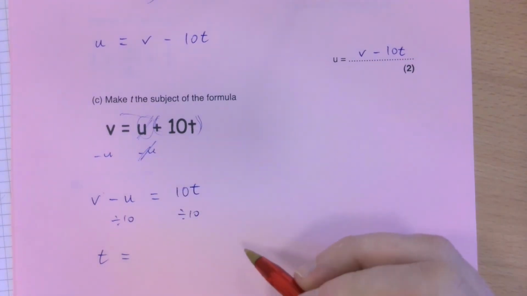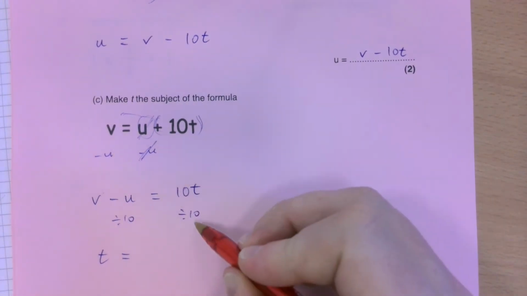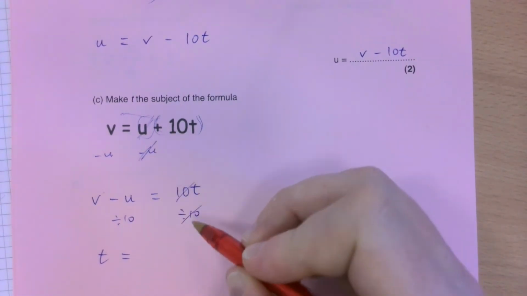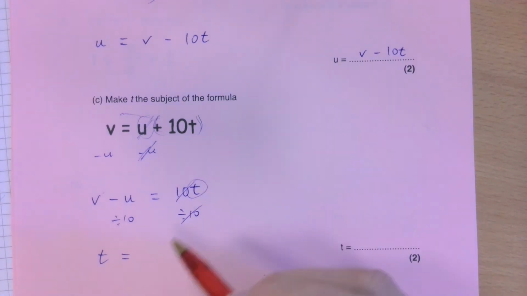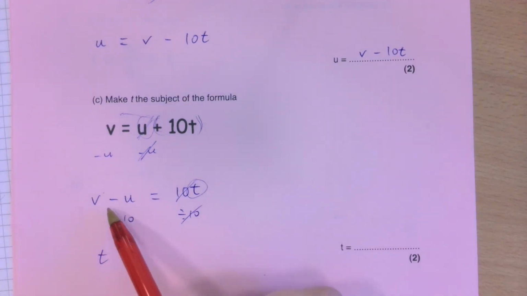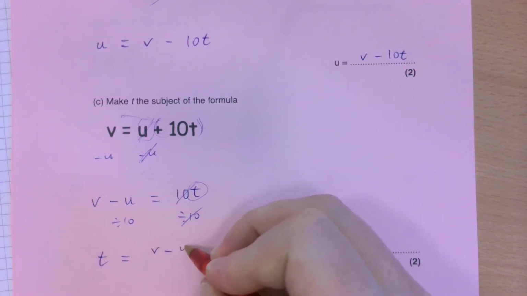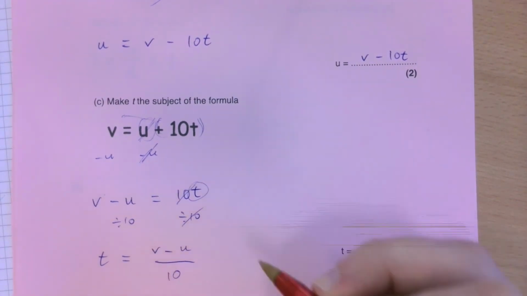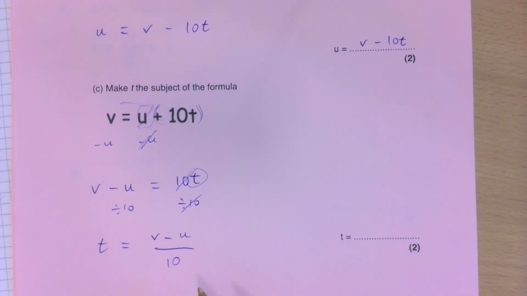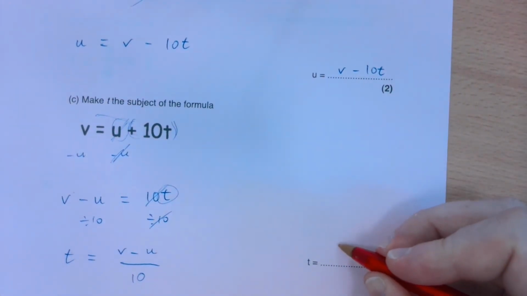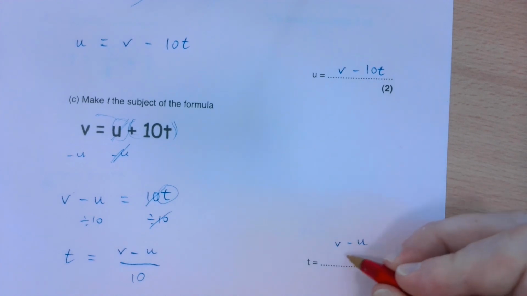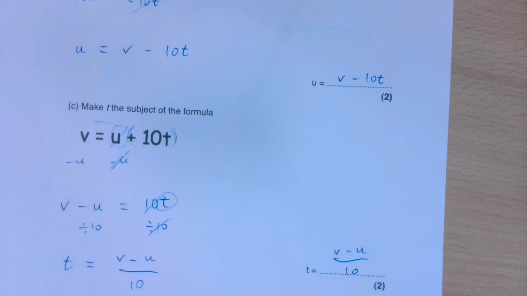If I do that to both sides, this 10 is divided by 10 and effectively cancels out and just leaves me with t, and then the entirety of v minus u is being divided by 10. That creates a fraction. So my final answer here, t on its own is v minus u over 10.